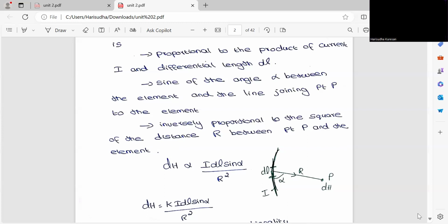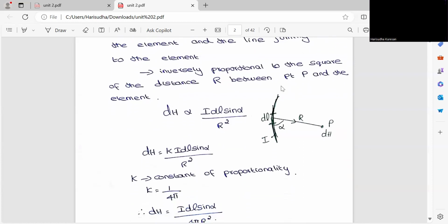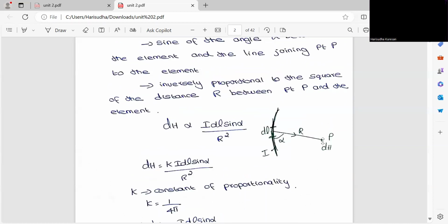So your Biot-Savart law says that the differential magnetic field intensity is directly proportional to I dl sine alpha divided by r square. We can consider this as a line in which the current flowing through the line is I. And in this line, we are going to take a small length, which is represented by dl. The angle between the line and the line joining the point P and the element is defined by alpha, or you can also have it as theta. The line joining the differential length and the point P is represented by the distance r.